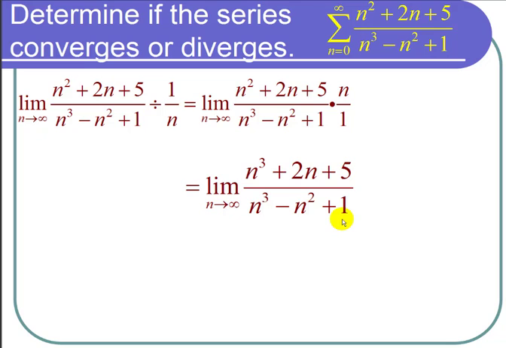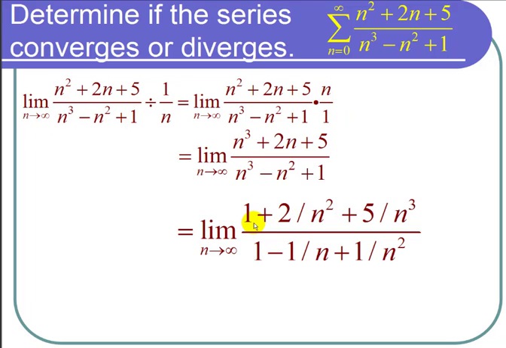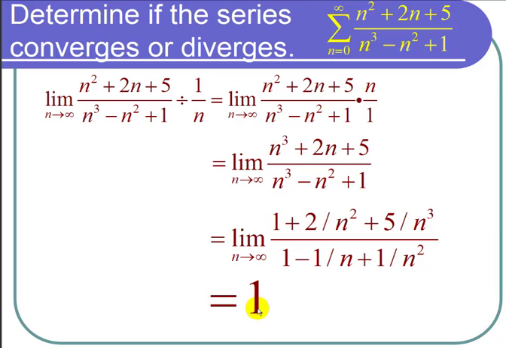There are different ways of finding this limit. We could have used L'Hopital's rule, but I think it's a little easier at this point just to divide by n cubed on the top and the bottom. So I do that, and I get 1 plus 2 over n squared plus 5 over n cubed over 1 minus 1 over n plus 1 over n squared. The reason for dividing is we're taking a limit as n goes to infinity, and that way these lower order terms zero out. And what we're left with is 1 plus 0 divided by 1 minus 0 plus 0, as n goes to infinity. And that's just 1 over 1, or just 1.